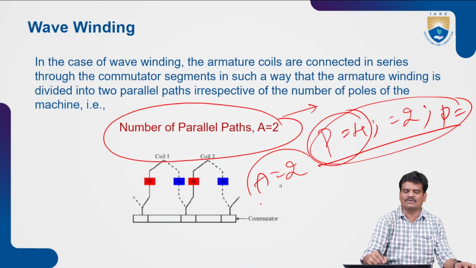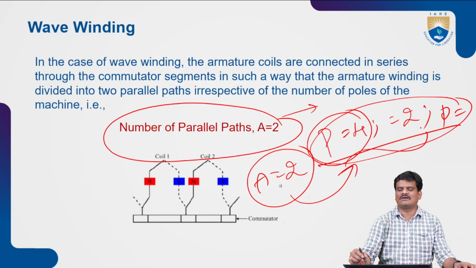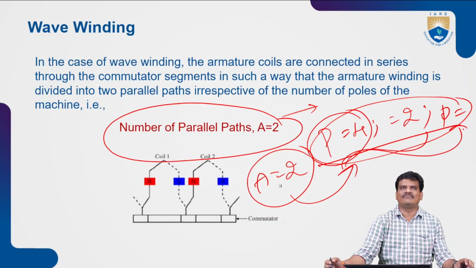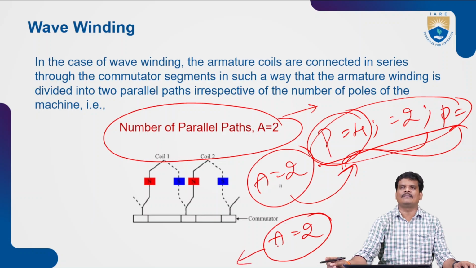Always it is equal to 2. So it does not depend upon the number of poles or the flux of that particular machine, or whatever may be given in that machine. Always, if it is a wave winding, the number of parallel paths of that particular machine is always equal to how much? The value of A is 2. What is A? Number of parallel paths.